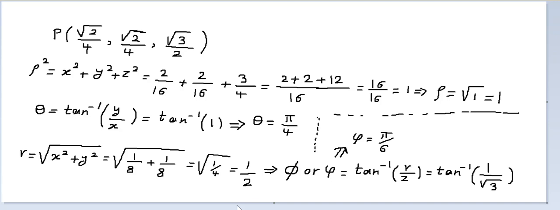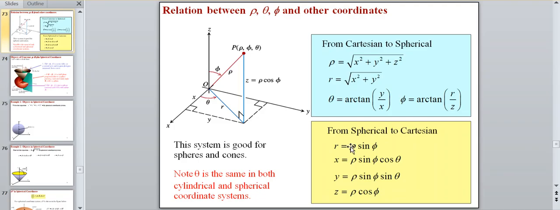Okay. To find phi, we have to use this. Phi equals tangent inverse of r over z. However, you may use this equation to find phi because you have z, you have rho, so you may use cosine phi to find phi. But okay, we are going to use this.